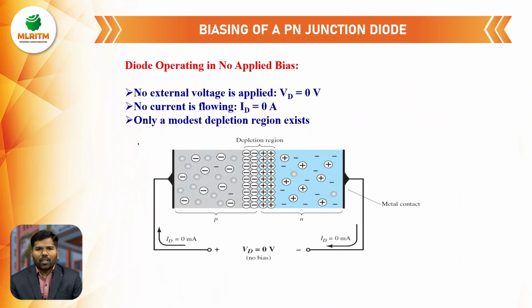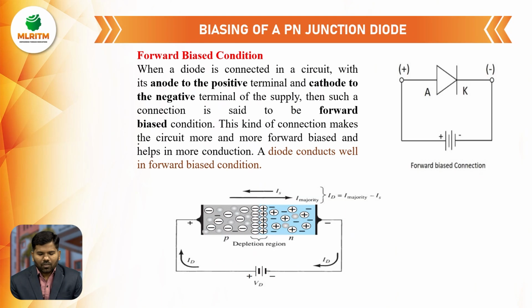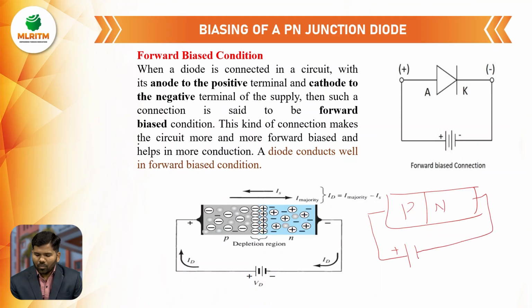Now we are going to apply some external voltage to the p-n junction diode and analyze how the diode reacts. If you observe this diagram, I am not applying any external voltage to the diode, so no current flows through it. Next, the forward bias condition of the p-n junction diode. When we connect the p-type semiconductor material to the battery's positive terminal and the n-type semiconductor material to the battery's negative terminal, this is the forward bias condition of a p-n junction diode.